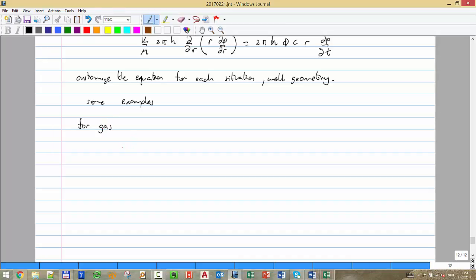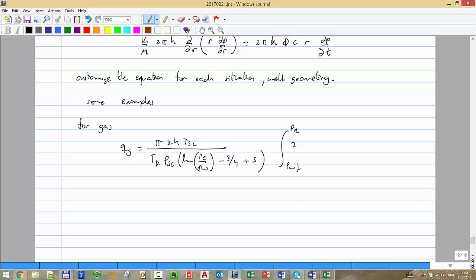For dry gas, Qg equals K H T standard conditions over T reservoir P standard conditions, ln of RE over RW minus 3/4 plus S, integral from PWF to PR of 2 pressure over mu G Z dP.